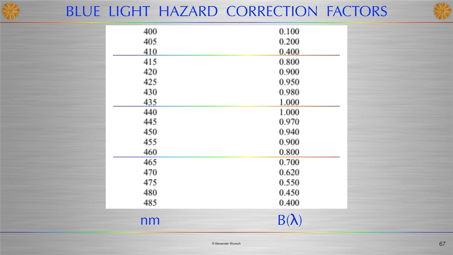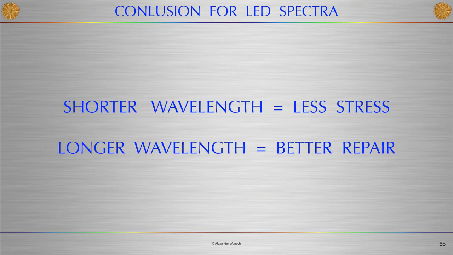So this is just to give you an idea that it's worthwhile thinking about the detailed spectral composition as long as we cannot use incandescent light or thermally active light. So the conclusion for LED spectra, shorter wavelength is less stress, but not completely. We have to look at the weighting function, and longer wavelengths mean better repair. So if we can lower the peak in the blue, this definitely causes much less stress.